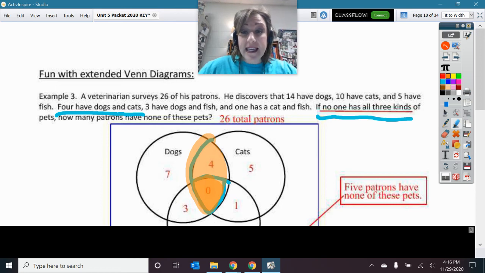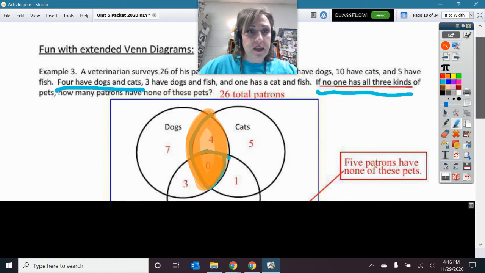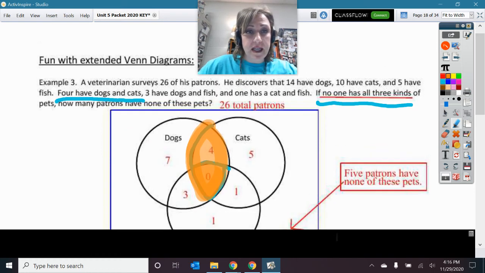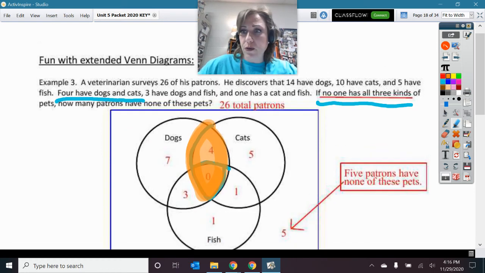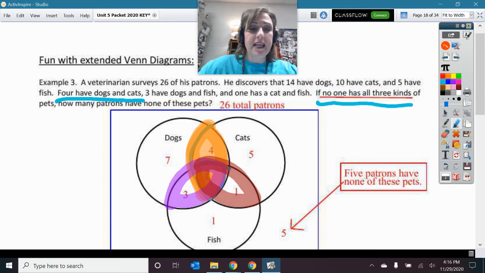So had somebody been in the middle with all 3 kinds of pets, say there was 1 in the middle, that would have made this just a 3, so that it would total up to 4. Okay. And so then the next 3 have a dog and a fish. So 3 having a dog and a fish is that section there. And 1 has a cat and a fish, and so that is this section here.